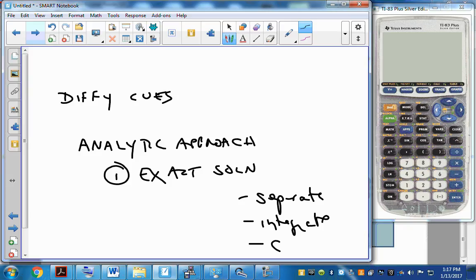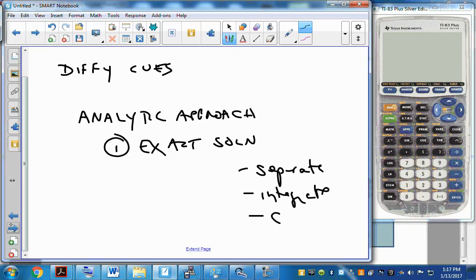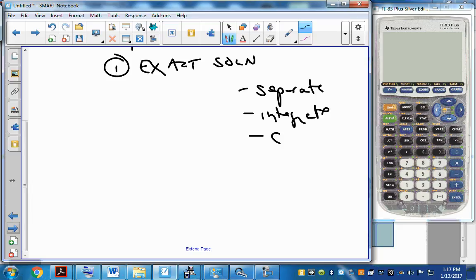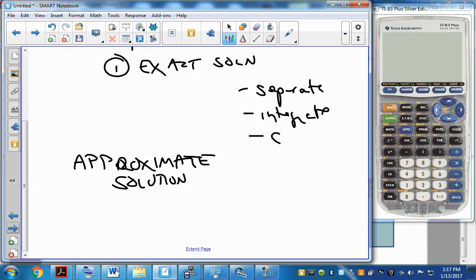But there's also 2 other methods of solving these, and these are approximations. So for these differential equations, you also, in this chapter, will learn approximate solution methods. I might as well give you their names. You'll see them in these problems.